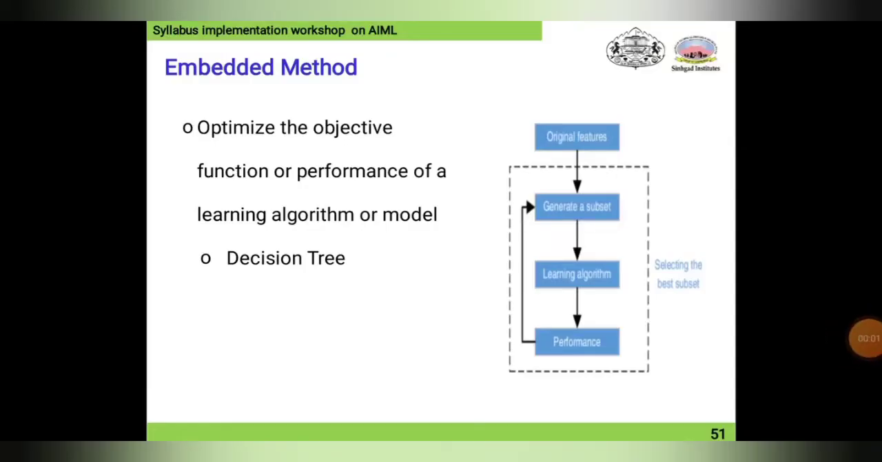Now, coming to the next method, that is the embedded method, in which they optimize the objective function or performance of a learning algorithm or model, in which the main thing is the decision tree. Up to the coming slides, we will discuss the decision tree. First of all, we will generally discuss how the embedded method works.